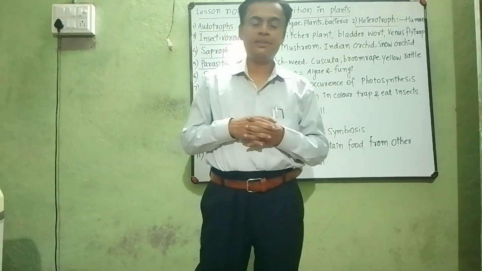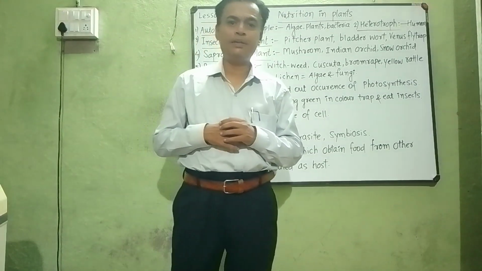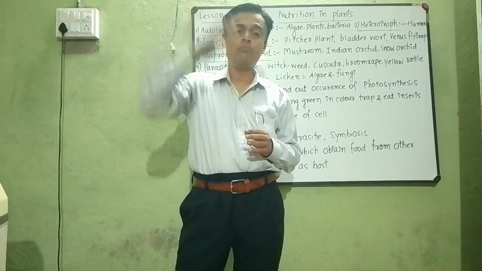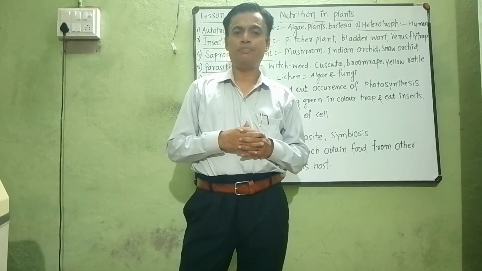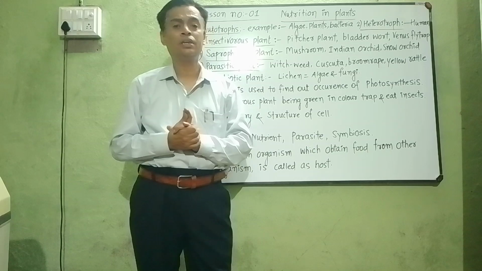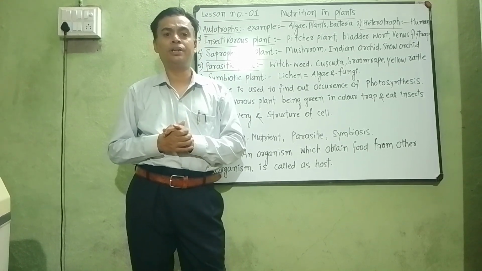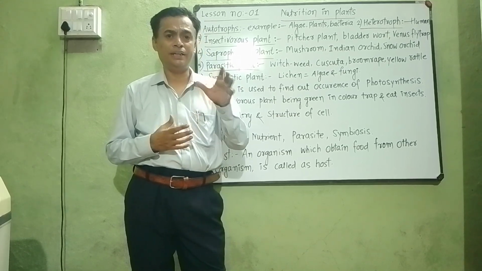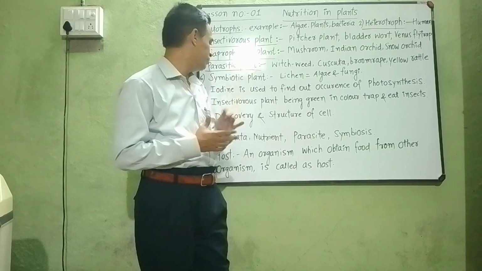Another example is orchid. You know orchid? Orchid is an example of the saprophytic plant. There are nearly 1,300 varieties of the orchid, and this orchid is one of the examples of the saprophytic plant. Now what are saprophytic plants? Saprophytic plants are those plants which are dependent on dead and decay matter. They are dependent on dead and decay matter for their growth and development. These plants are called as saprophytic plants.